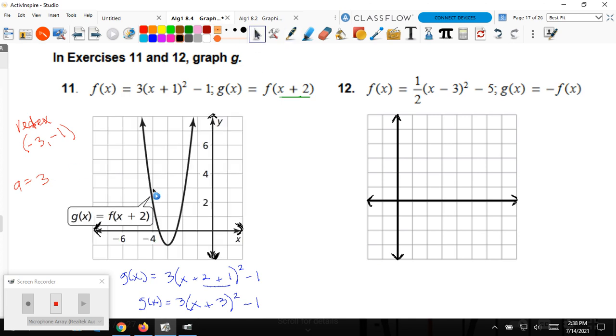So let's take a look at that graph. This is going by ones, and it's going by ones up this way as well. So 1, 2, 3, -3, -1. There's our vertex. So right here is our vertex.